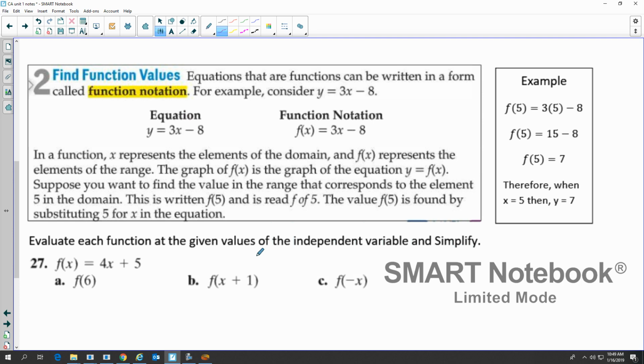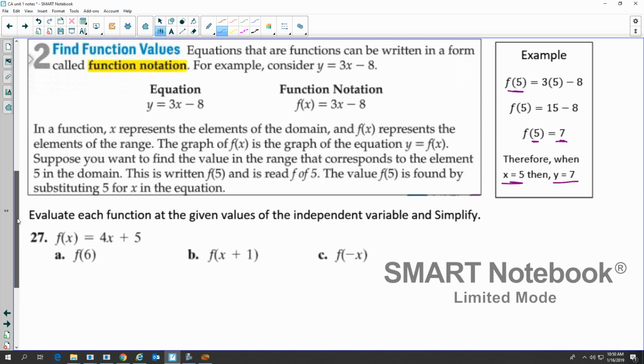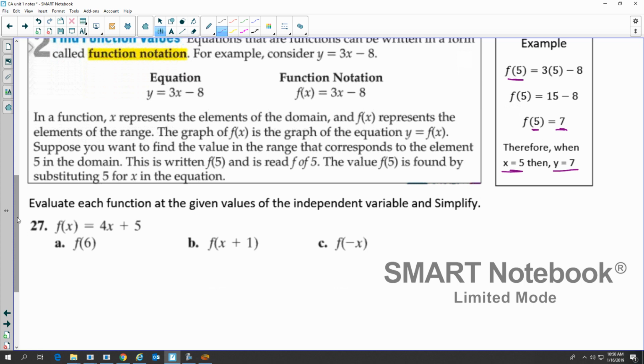So in my example over here, I have f of 5. So that's pronounced f of 5. And so you replace the x value with 5 and you solve it. And so therefore, when x is 5, y is going to be 7, because that was our result right there. So we substituted 5 in for x, and the result came back as 7, and so the result is your y value there. Okay, so we're going to try some of these. And we're going to start out pretty basic, but we'll get to some that have a little bit more going on.